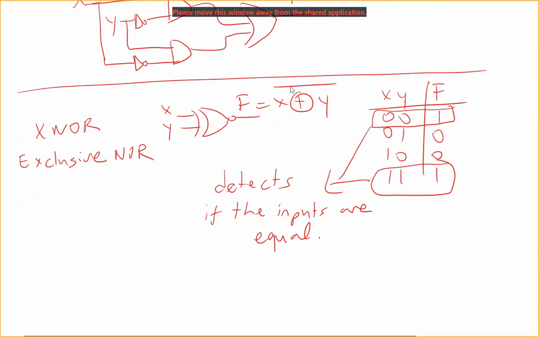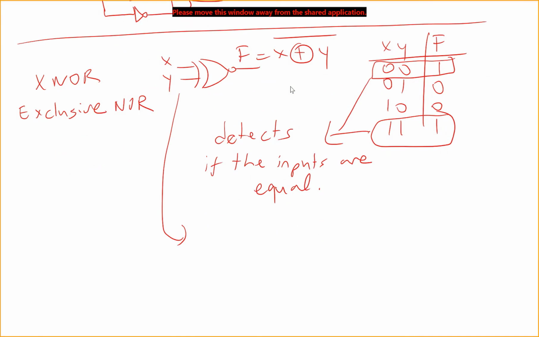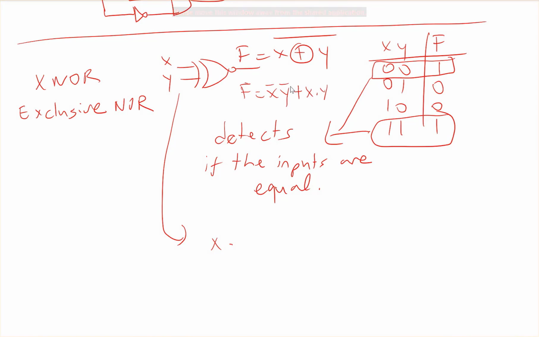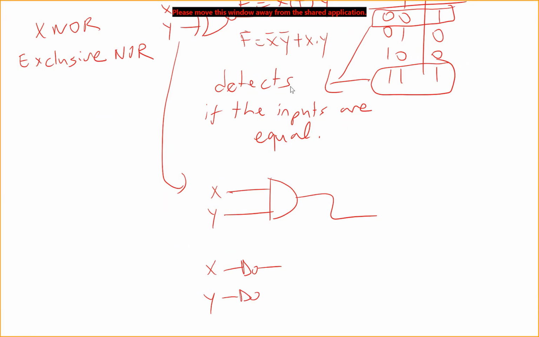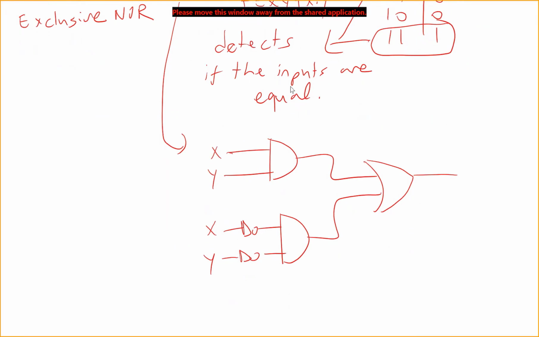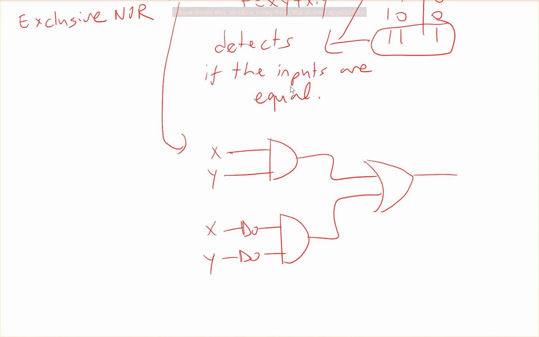Similarly, I can represent this using AND and OR gates. Let's write this: f is equal to x not y not, or x and y. So x and y is here, x not y not here. This is the representation of exclusive NOR using the AND, OR, and NOT gates.